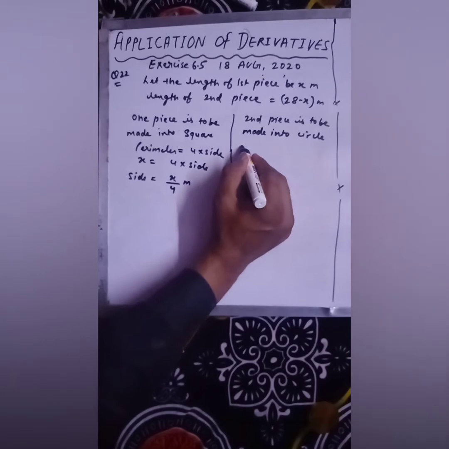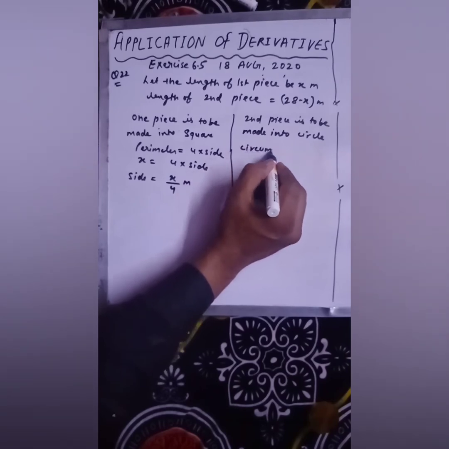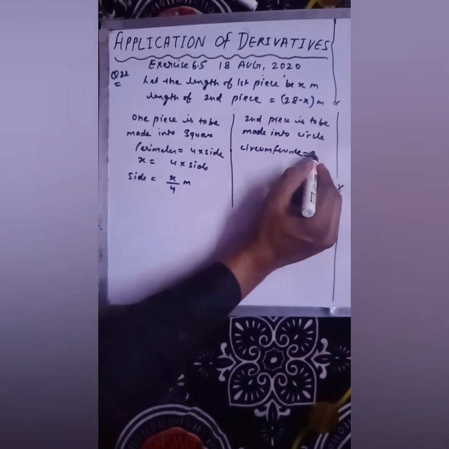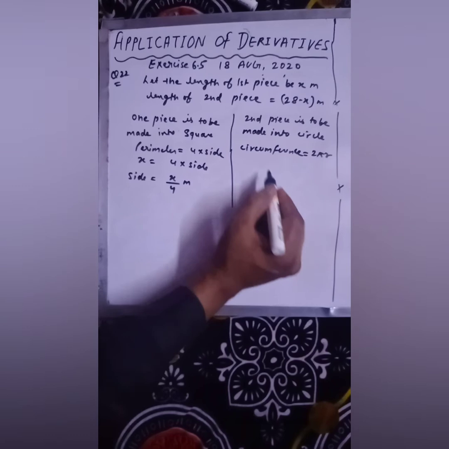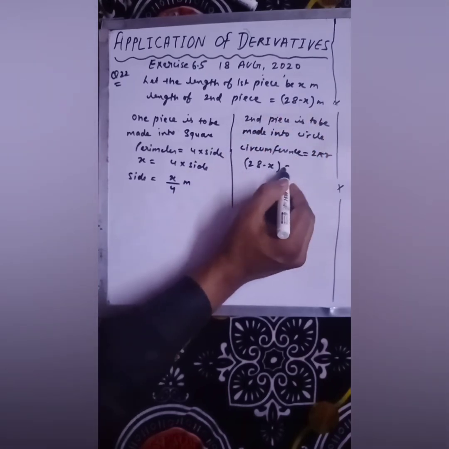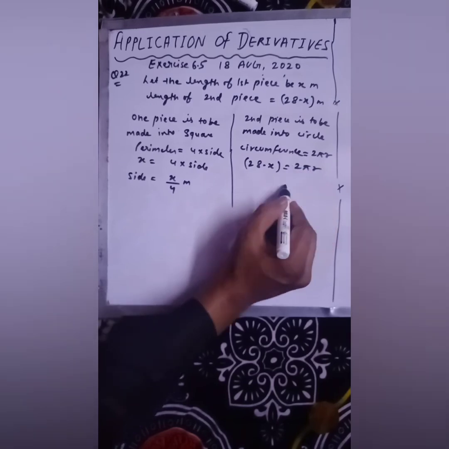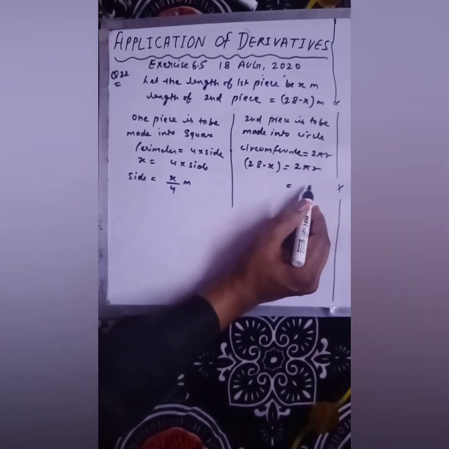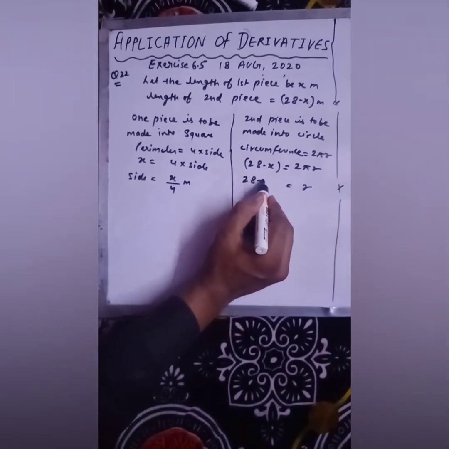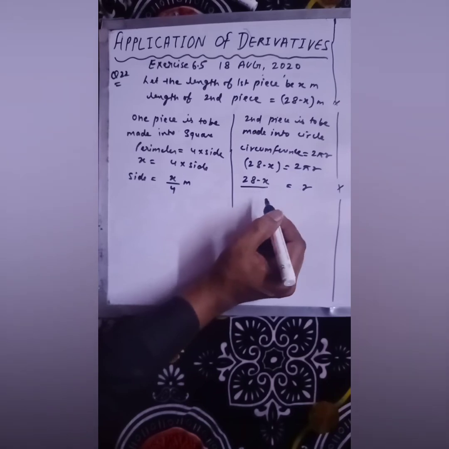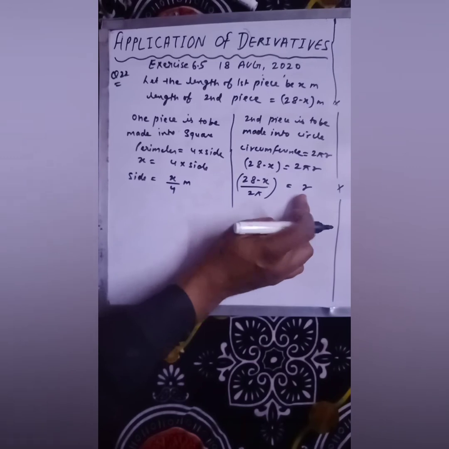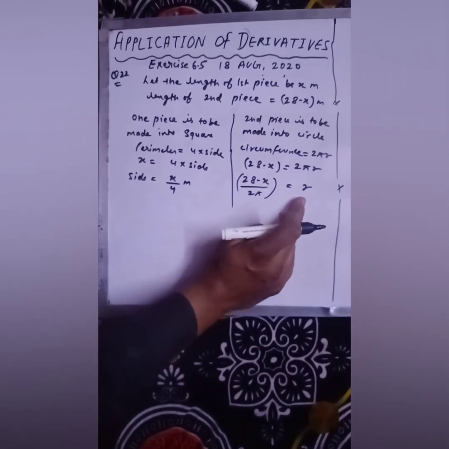Similarly, the second piece is to be made into a circle. So the circumference of the circle would be 2 pi r. The circumference is 28 minus x, that is equal to 2 pi r. So our r will be 28 minus x upon 2 pi. So this would be the radius of the circle. Fine.